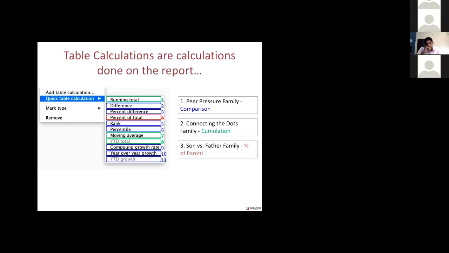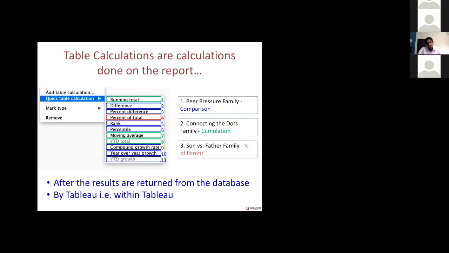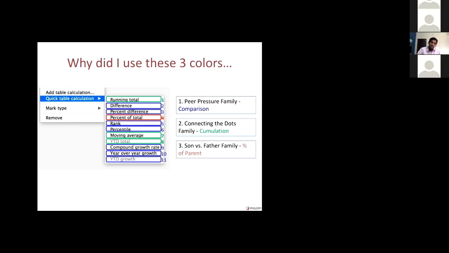Just to summarize, this is what I intended to cover in 45 minutes. Table calculations are calculations done on the report by Tableau, within Tableau, after the results are returned from the database, that use the position in some way. That's really the definition. So here is a quiz for you to test whether you have really understood. Did you notice I used 3 colors?